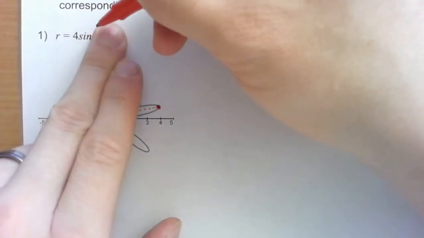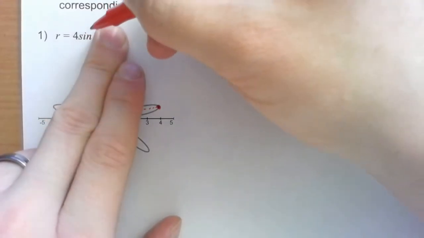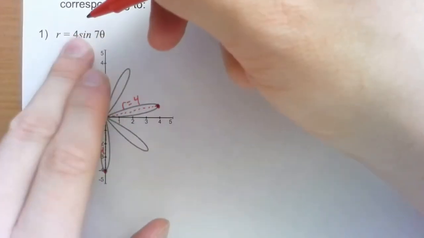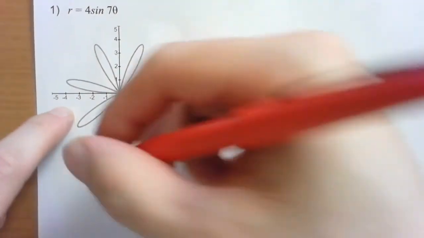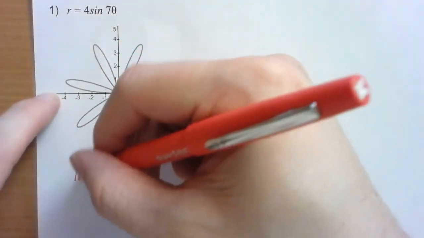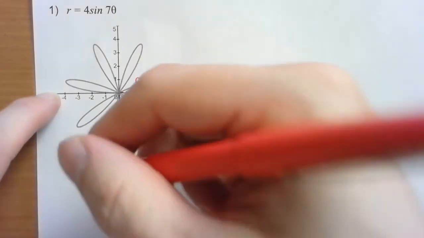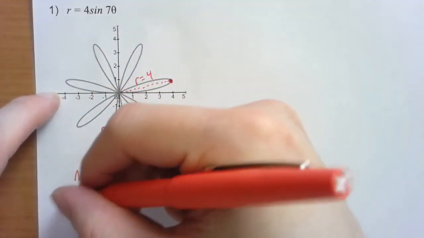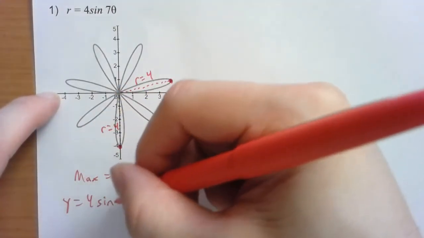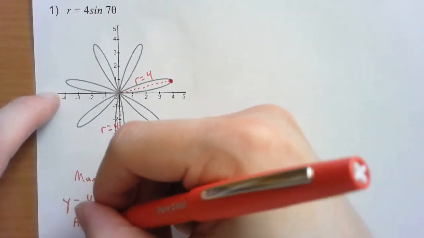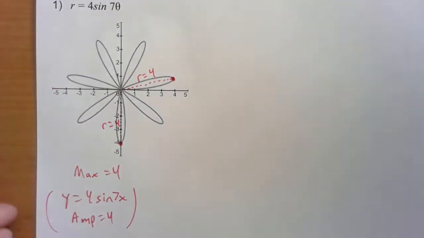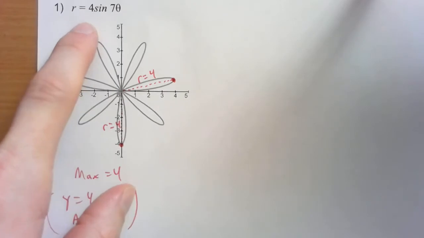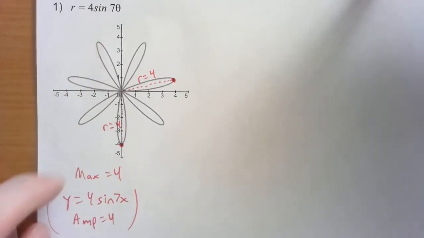Maximum of sine of anything is 1. All right. Well, if the maximum this can be is 1, 4 times 1, the biggest this can be is 4. So we've got that the maximum equals 4. The idea is, if you thought back to y equals 4 sine 7x, that the amplitude was 4. If you remember looking at the amplitude of those trig graphs, there was a highest that it could go. It's that same idea. This number out front tells us the highest, the biggest it can be.